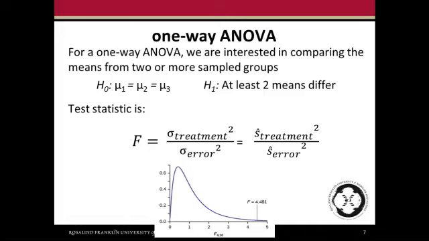Because a value greater than 1, we'd have a larger numerator than the denominator, so a larger variance due to treatments than just due to random sampling error. If our value of F is greater than 1, the numerator value is inflated, indicating that there's an added component of variance due to differences among the means.